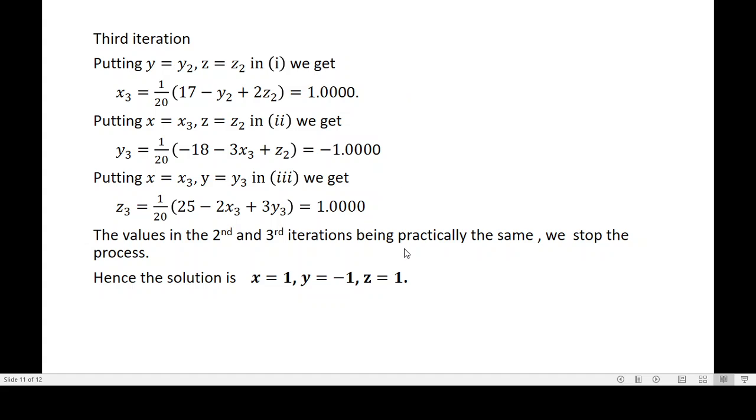So this is Gauss Seidal iteration method. See here, convergence is faster. If we solve the same problem using Gauss-Jacobi iteration method, we have to go up to 6 iterations. So convergence in Gauss Seidal iteration method is twice faster as compared to Gauss-Jacobi's iteration method.